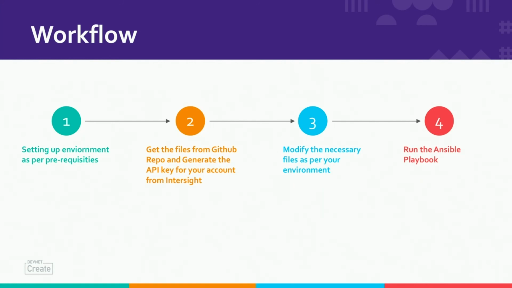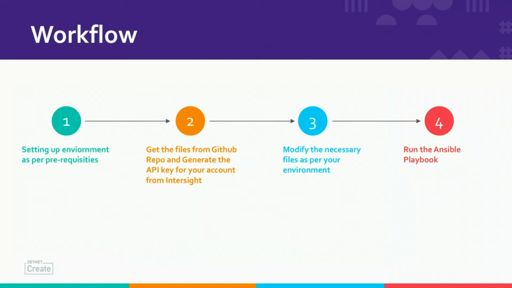The third step is basically you need to modify the necessary files as per your environment. One of the files you need to modify is the inventory file. This file would have all the IP address details and all the credential details as per your environment, which you need to modify. Once it's done, you're good to go.